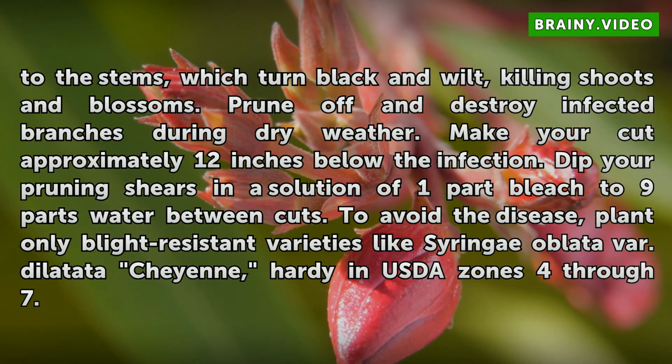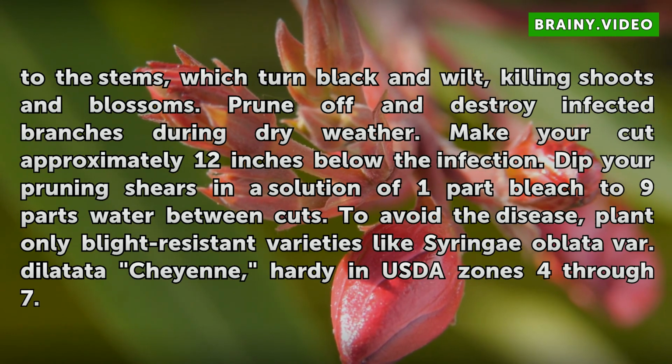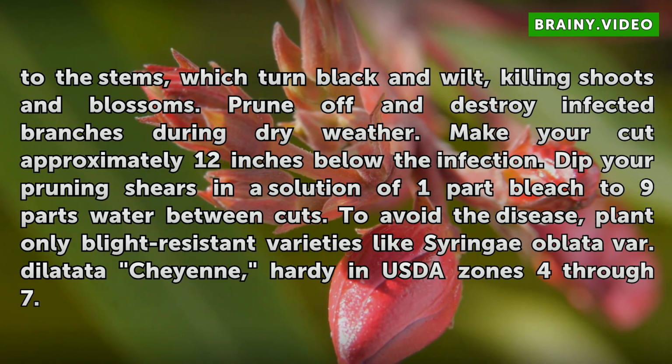To avoid the disease, plant only blight-resistant varieties like Syringa x pekinensis, Syringa oblata var. dilatata 'Cheyenne', hardy in USDA zones 4 through 7.